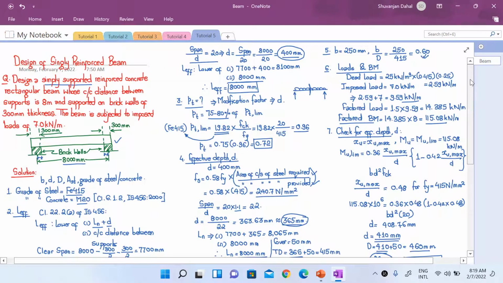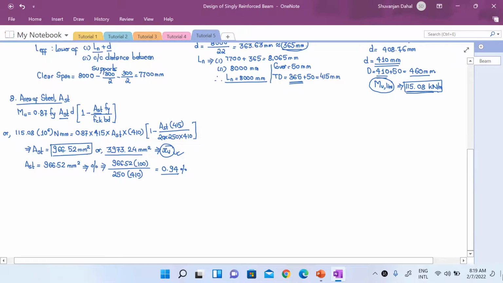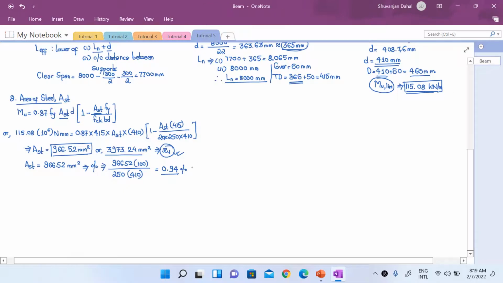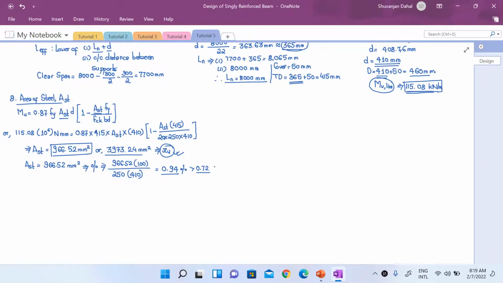So remember that initially we assumed our percentage of steel to be 0.72 in step 3 here, but the actual value of steel that we will be using now is 0.94 percentage. So this percentage is higher than the initial assumed percentage of 0.72 percentage. Now when our percentage of steel reinforcement is increased, we have to maintain that by providing a higher effective depth. Now again we have to revise the higher effective depth here.